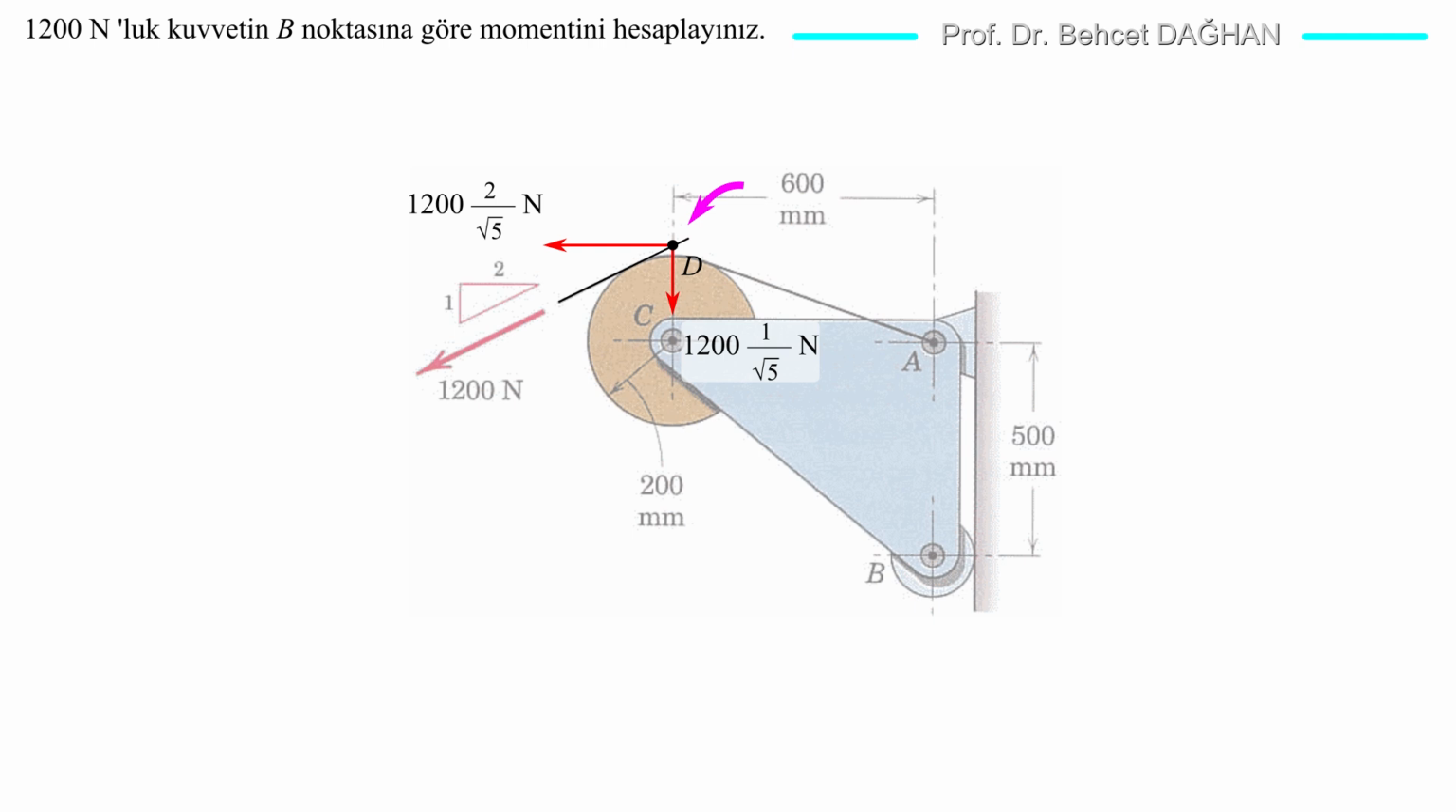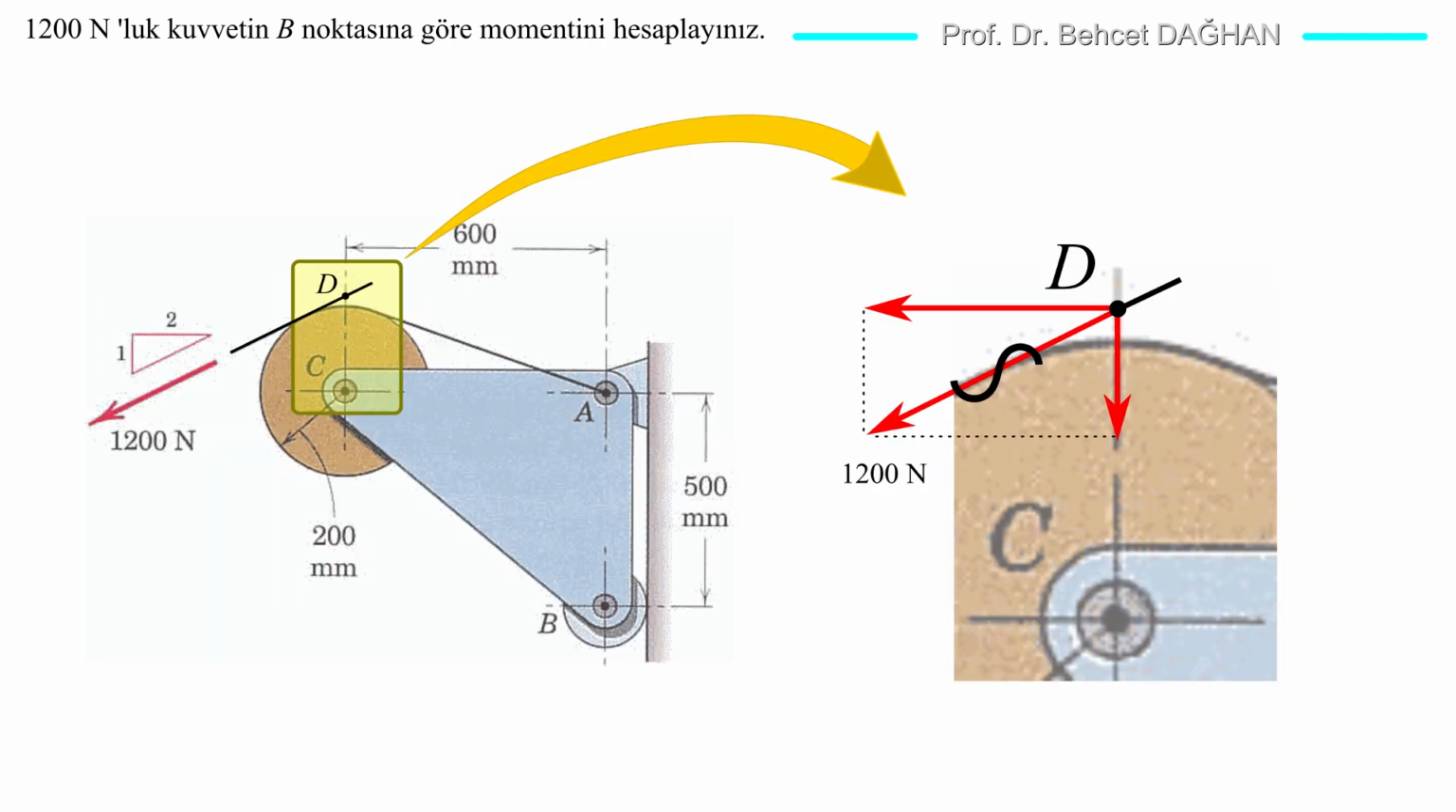Another alternative. We can shift the force along the line of action, resolve it into 2 rectangular components at the intersection of the vertical line passing through point C, and add their moments. However, point D isn't located on the pulley. It passes a little higher.